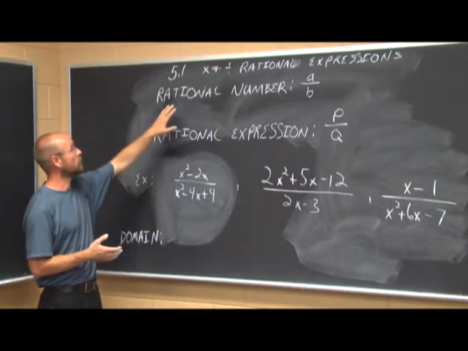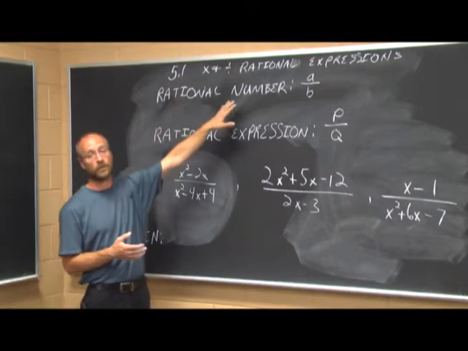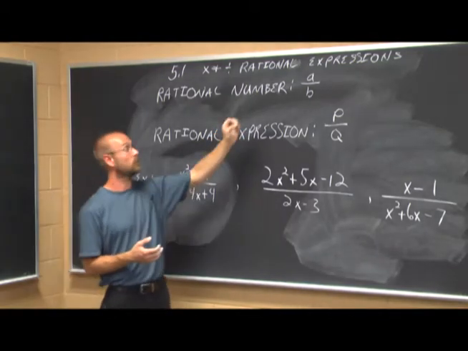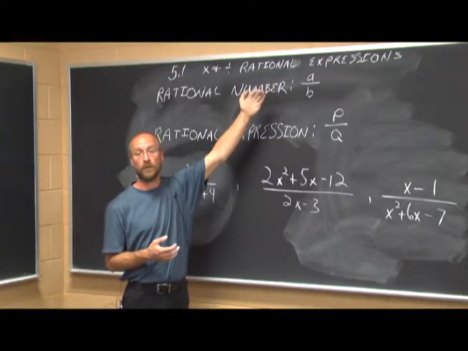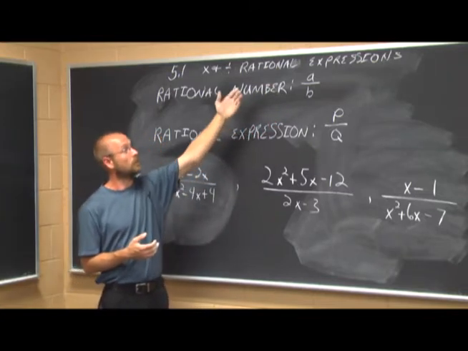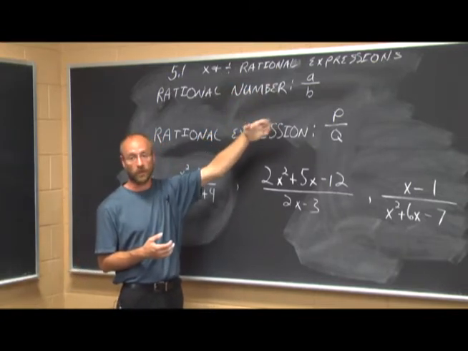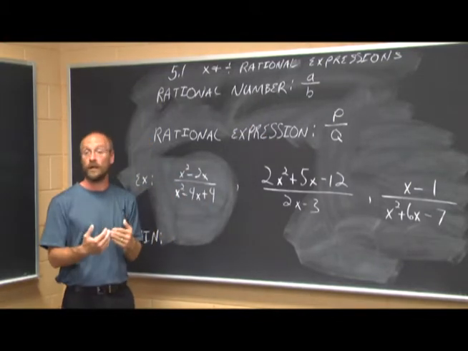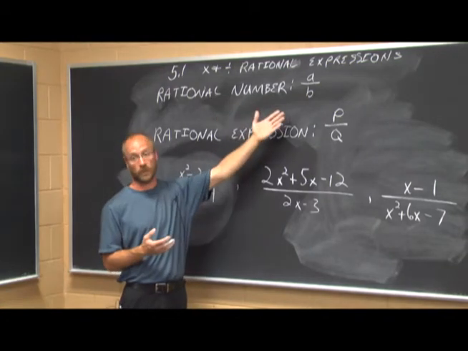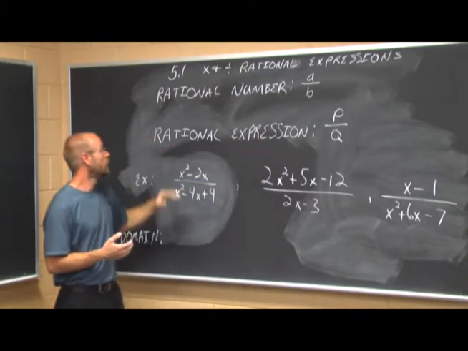So the first thing we're going to recall is what is a rational number. A rational number is any number that can be represented as a whole number divided by some other whole number. Maybe it's 1/2 or 1/7 or maybe even 3/1. A whole number such as 3 can be represented as a rational number, 3/1.